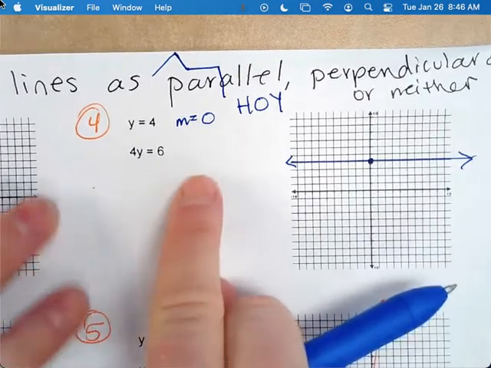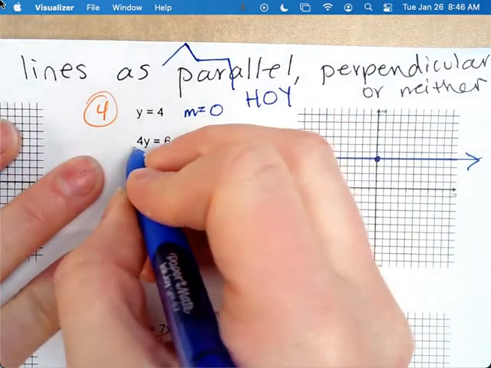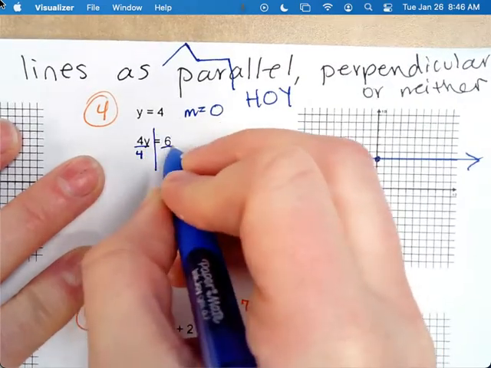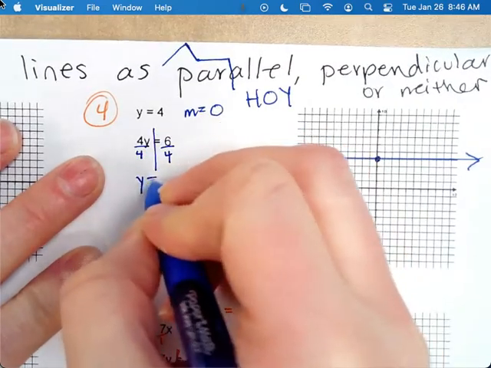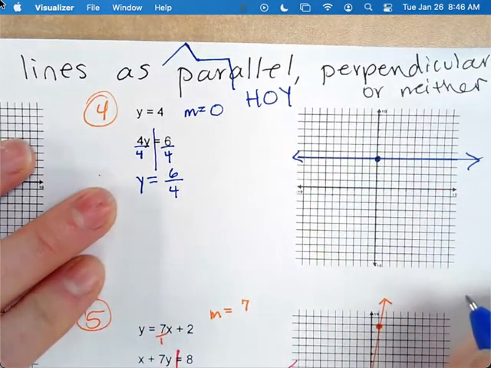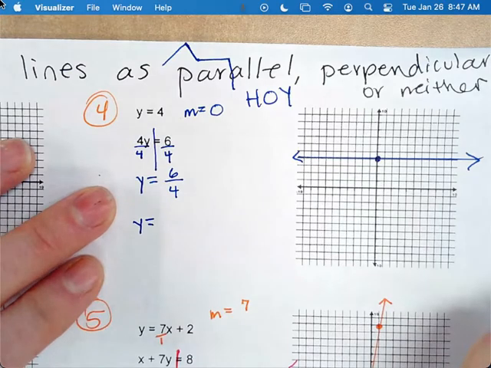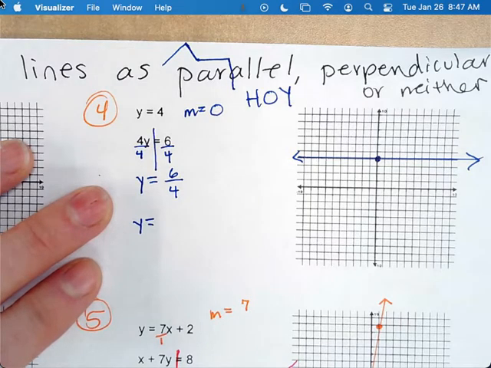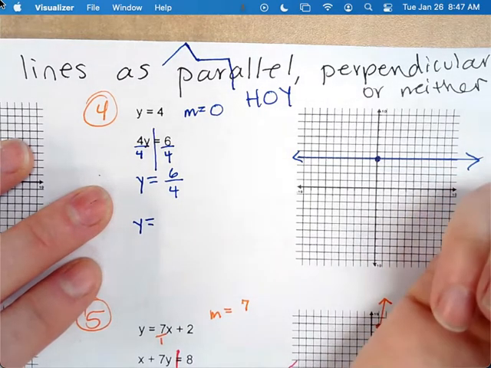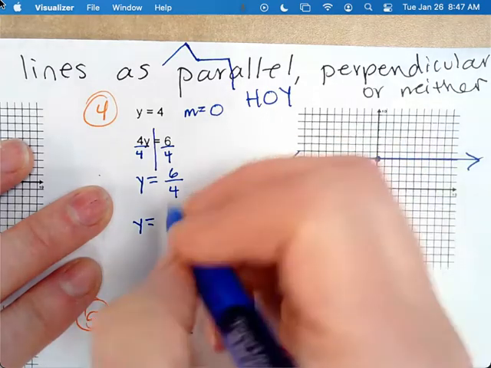Okay, so let's look at this. We need to solve it for y, so we're going to divide by 4 on both sides. So we get y equals 6 over 4. And let's find out what that is as a decimal. Divide 6 by 4. It's 1.5.